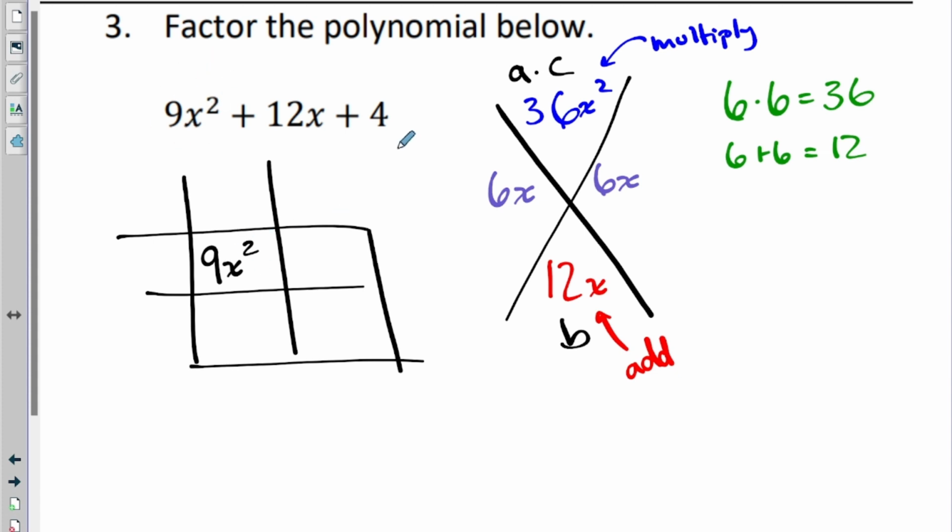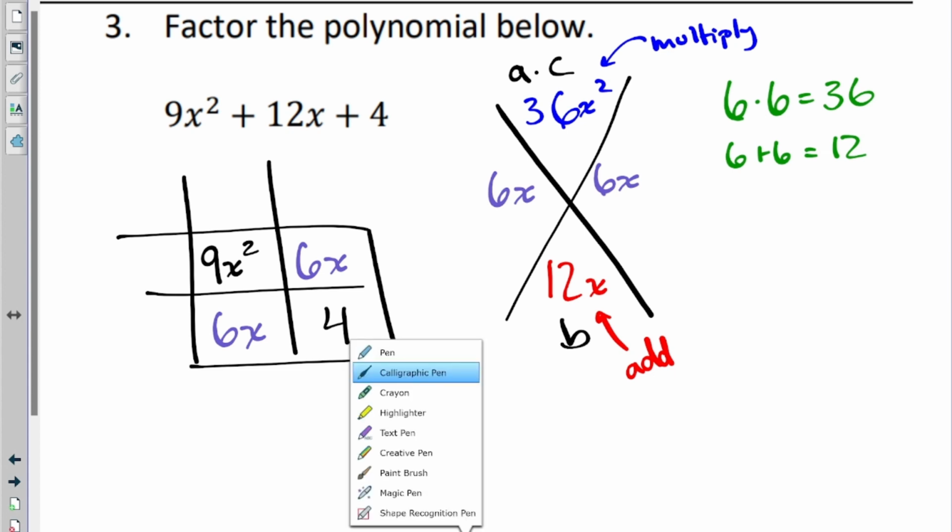The 9x squared goes in the top left box. The 4 goes here. And then the 12x, we figured out, is a split of this and this. And that goes here and here. Okay. Doesn't matter where you put them. And it also doesn't matter in this case because it's the same thing. But now we have to figure out the edges.